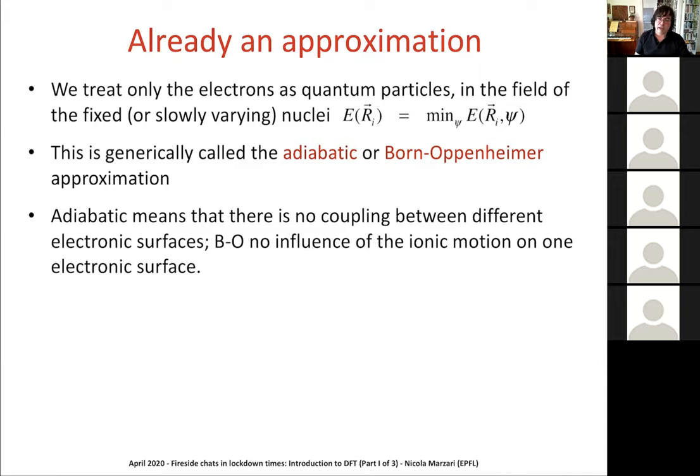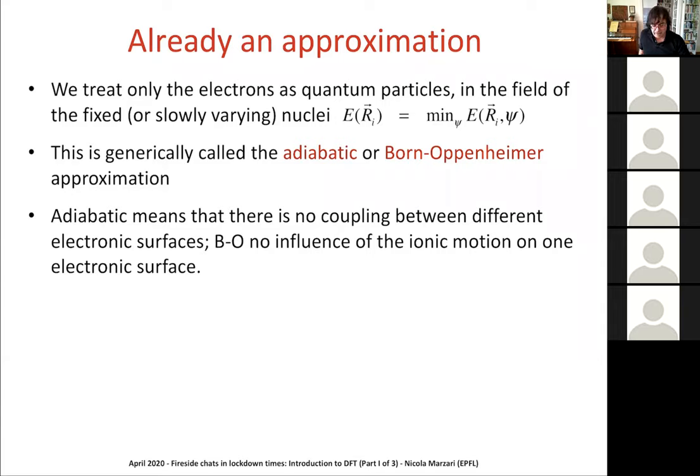But basically, what we are thinking is that if capital R_I are the positions of my nuclei around which the electrons are attracted, and these nuclei are moving around, we really don't have to worry about their velocity. And the electron, that is the wave function psi for the electron, always rearranges itself to solve the Schrödinger equation, or, as we'll see later through the variational principle, to minimize the energy functional for that given configuration of the positions.